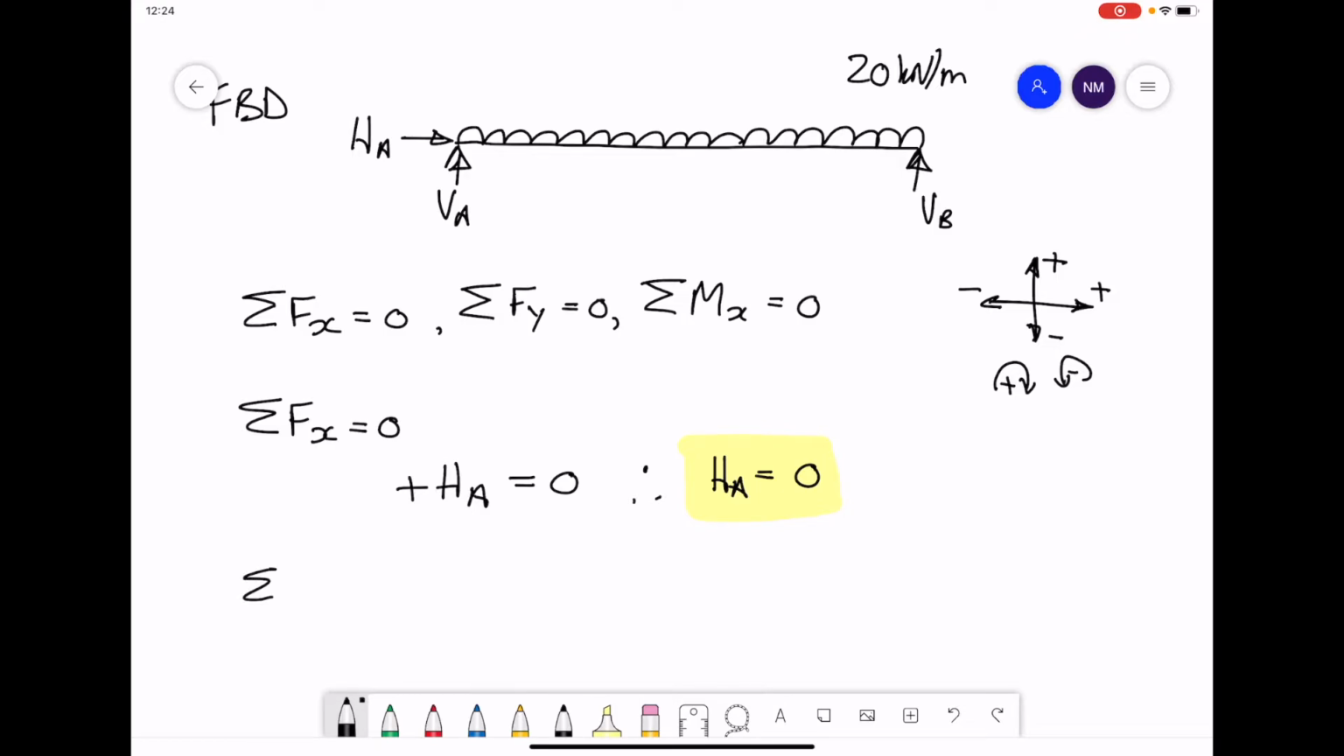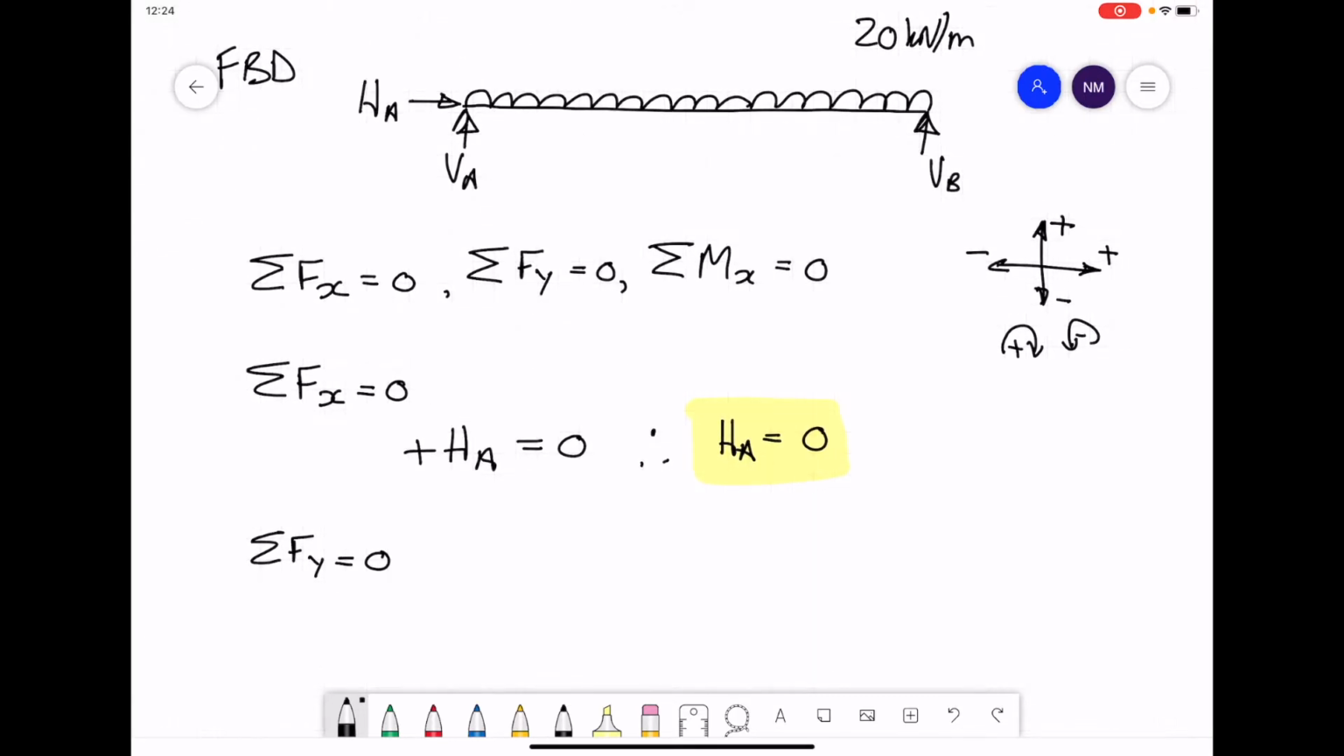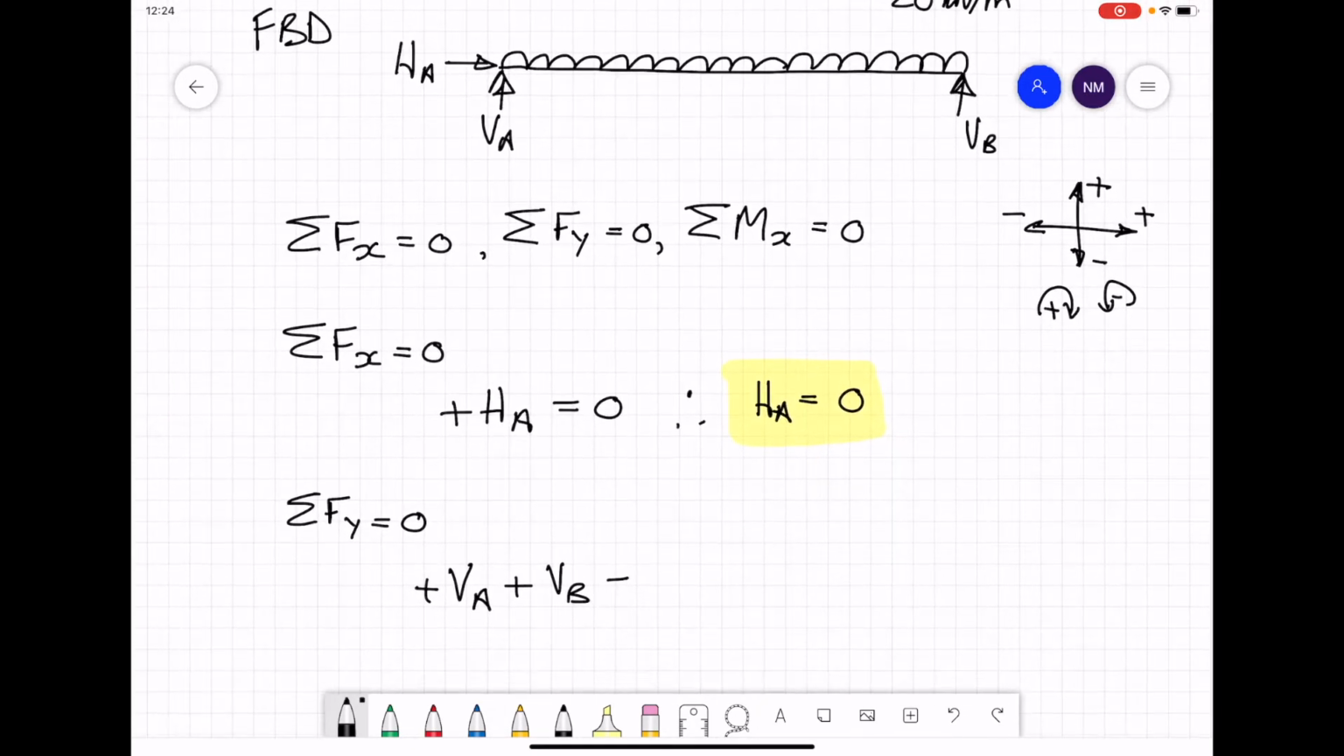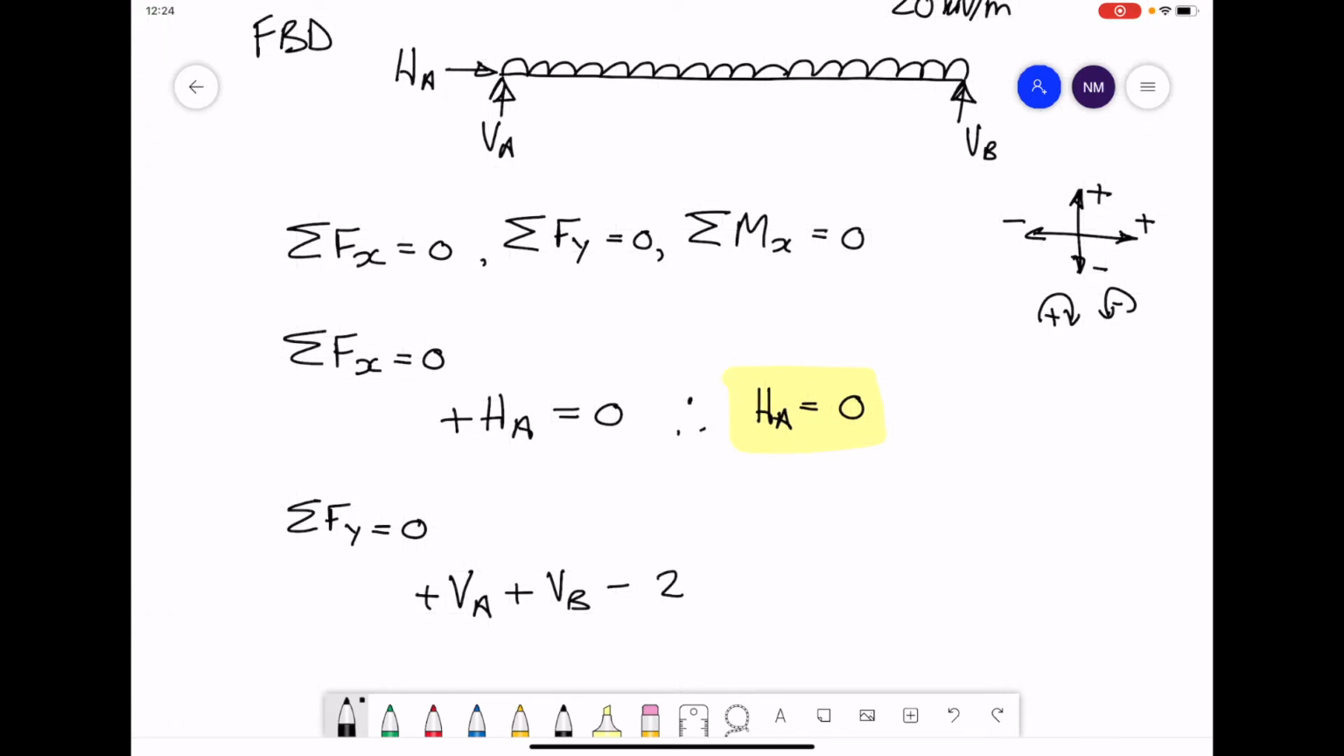Apply the next equation for equilibrium. All the forces in the y direction add up to give you 0. We have here essentially 3 forces. We have our reaction VA going upwards, positive, VB positive, going upwards, and then we have the weight of the UDL acting downwards. In this case our beam is 3 meters long, so the entire weight of the UDL acting downwards, negative, will be 20 times 3.